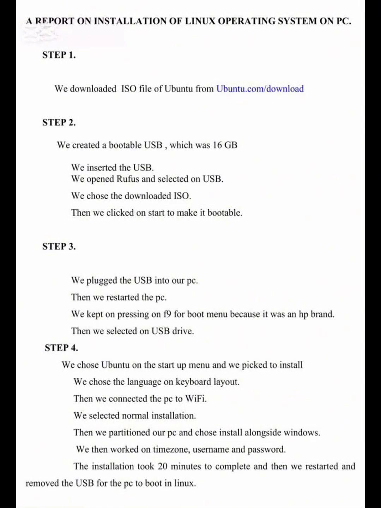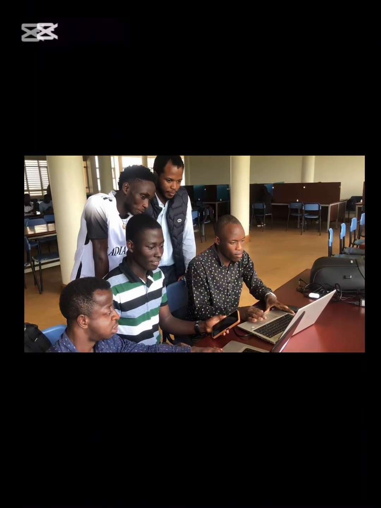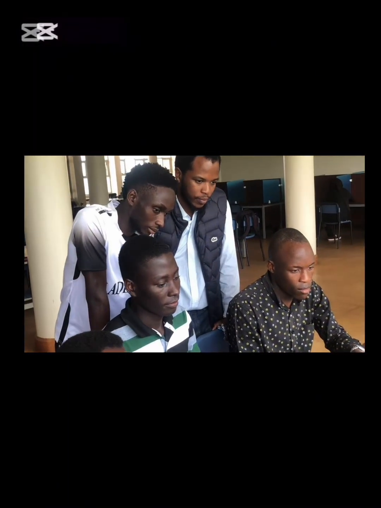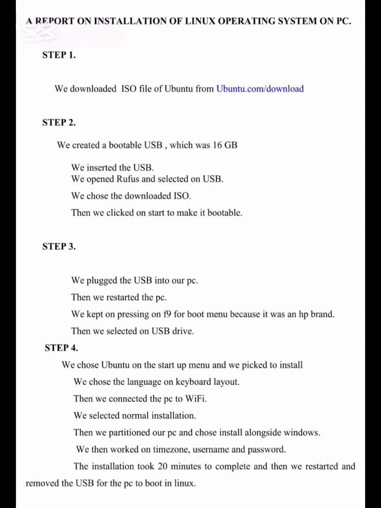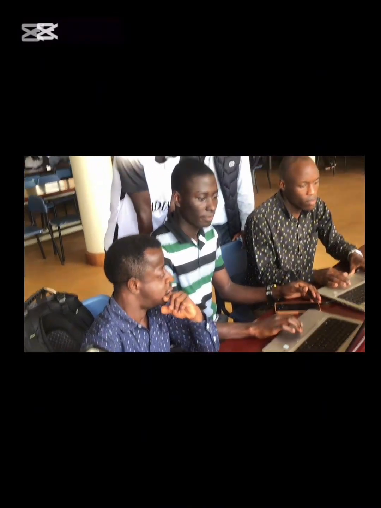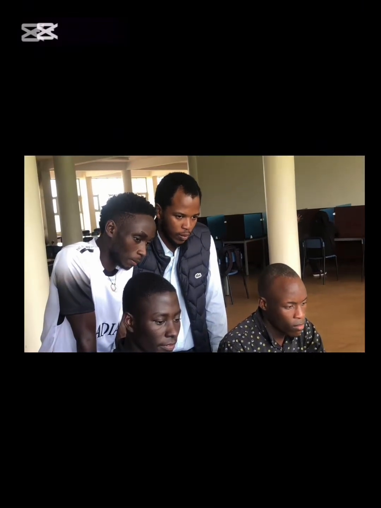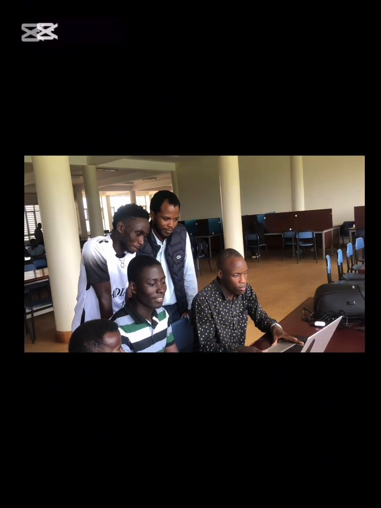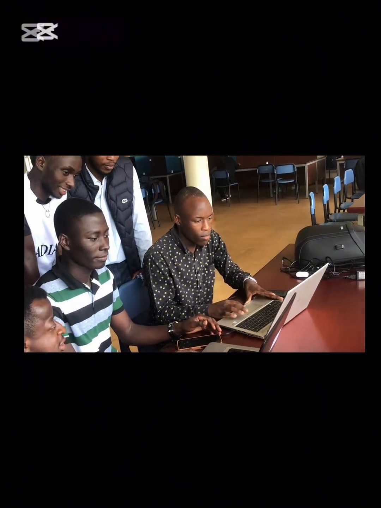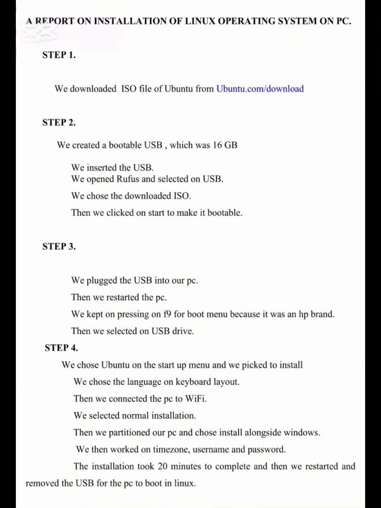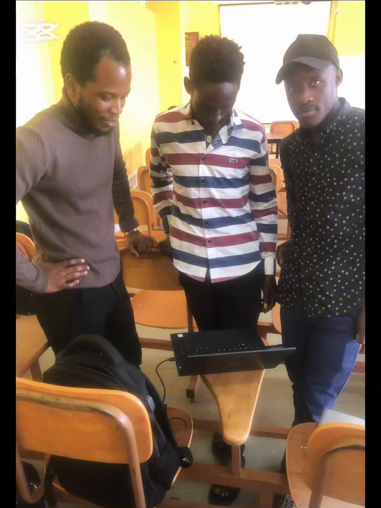The third step, we plugged the USB into the PC, then we restarted the PC. We kept on pressing F9 for the boot menu because it was an HP brand. Then we selected the USB drive. Next, we chose Ubuntu on the startup menu and picked install. We chose the language and keyboard layout. Then we connected the PC to the Wi-Fi. We then selected normal installation. Then we partitioned our PC and chose install alongside Windows because we wanted both operating systems on the same PC.